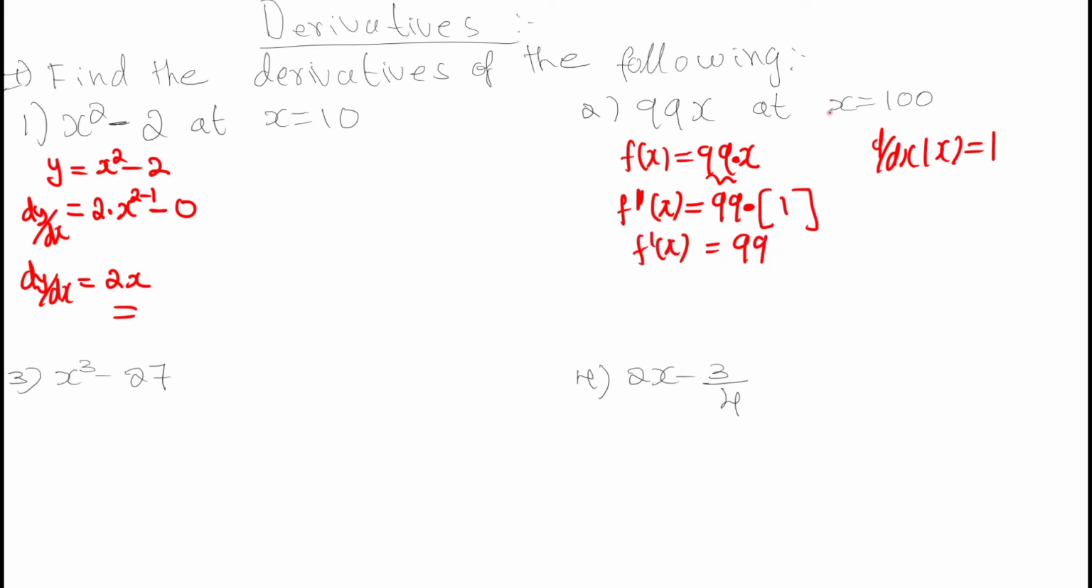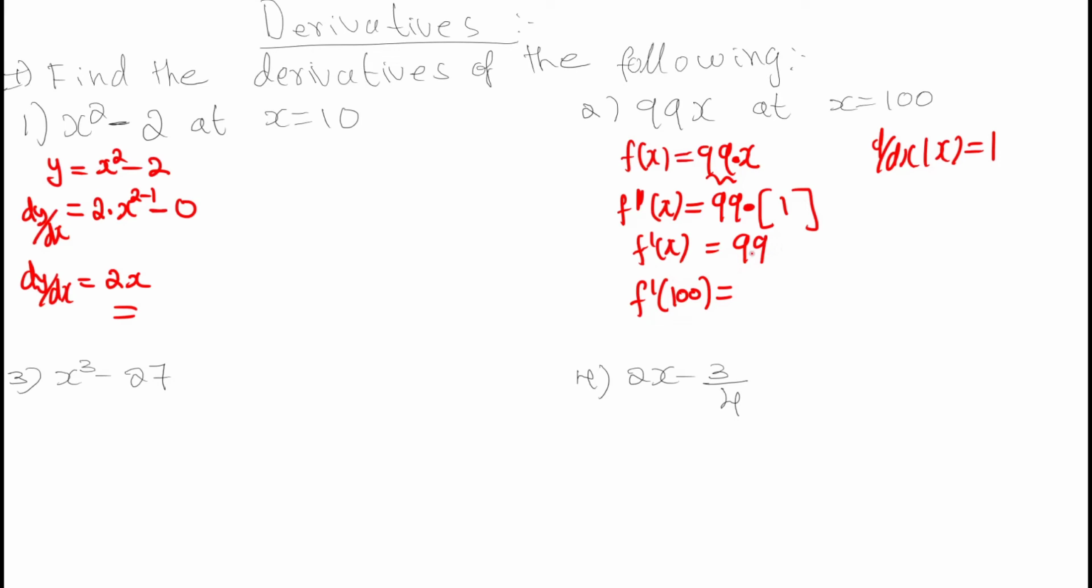But the question asked at x is equal to 100. So in place of x I need to substitute 100. f dash of 100 is equal to, see, here there is no x to substitute the 100 value, right? It is a constant function.